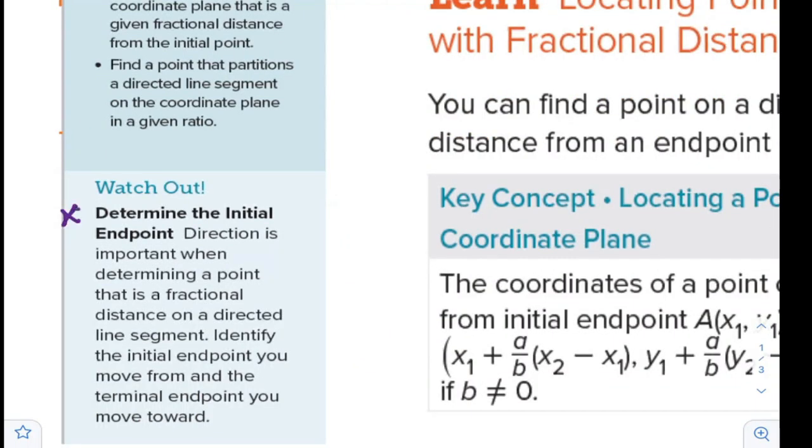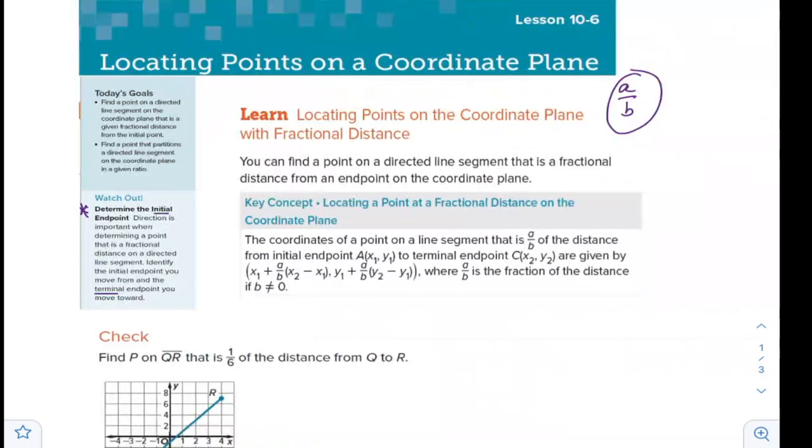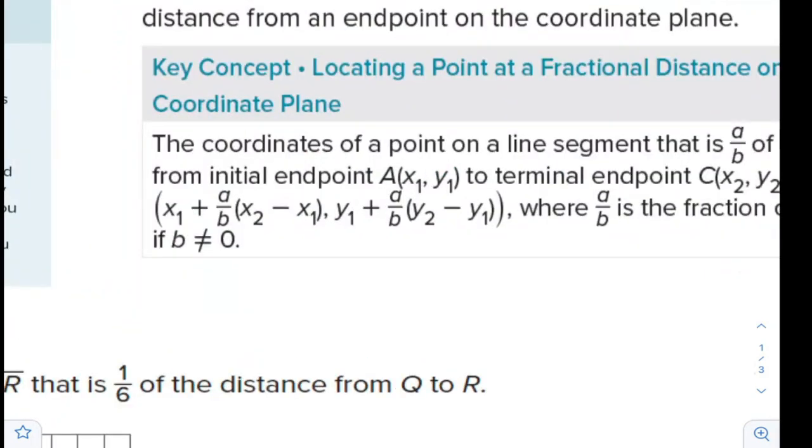Remember, direction is important. Initial point and terminal point. It affects the result strongly. You must determine the starting point and the ending point. We were using, if you remember, this part only in the previous lesson. Now we will add the y coordinates as well.